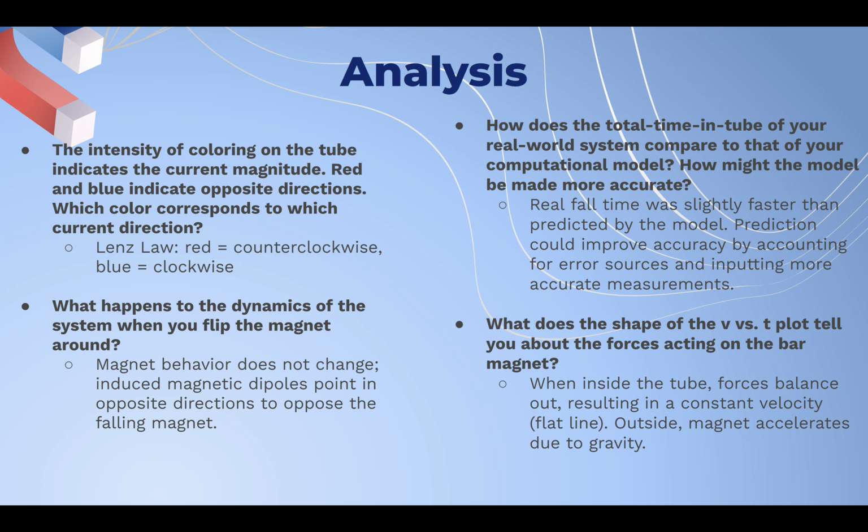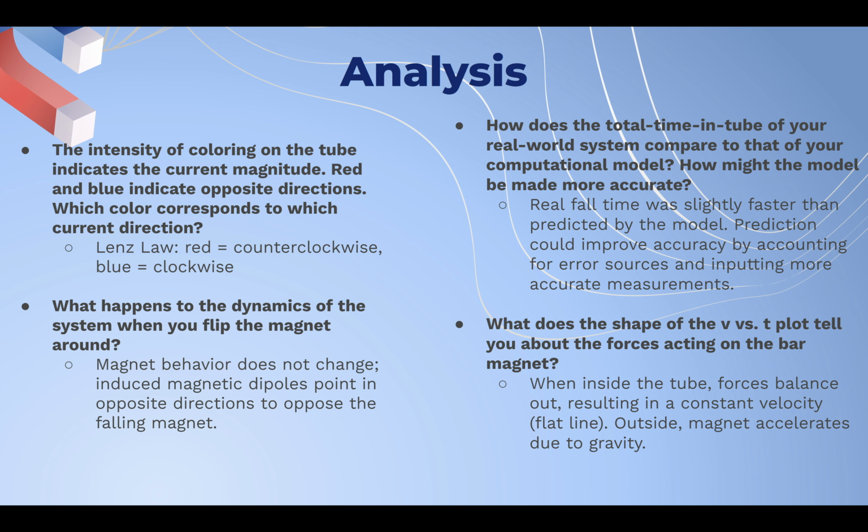So which color corresponds to which current direction? Well, according to Lenz's law, if our dipole moment points up as the magnet is dropped, the red current is our counterclockwise current, while the blue is the clockwise current. What happens if we flip the magnet around? Well, the dynamic behavior does not change, as our induced dipoles always oppose the falling magnet.